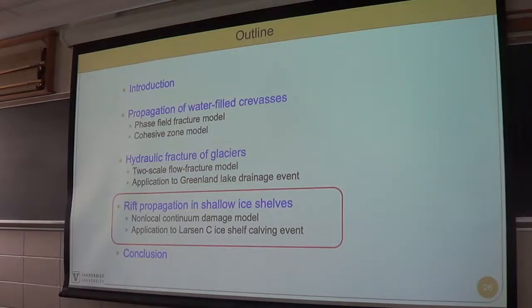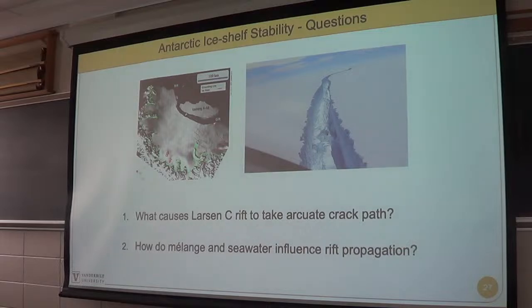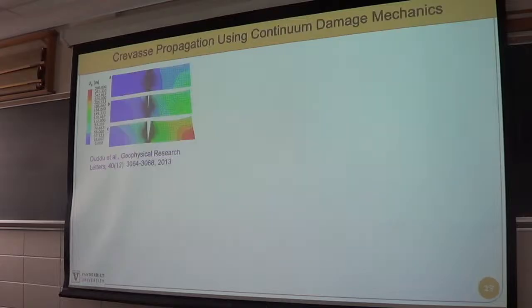And so here it's rift propagation in shallow ice shelves. And so we are trying to understand why large icebergs calve in the way they do in tabular manner, and how does the melange and seawater pressure in these big rifts influence rift propagation? So those were the two questions related to Antarctic ice sheet stability we started with.